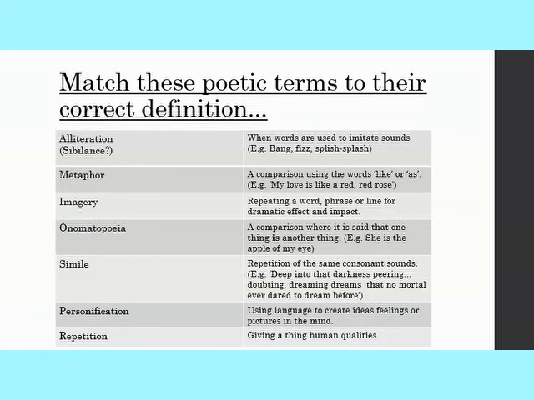And then your final task, and your final one, match these poetic terms to their correct definition. So I want you to read the table and match up the terms: alliteration, sibilance, metaphor, imagery, onomatopoeia, simile, personification, and repetition. Match it up to the correct definition.